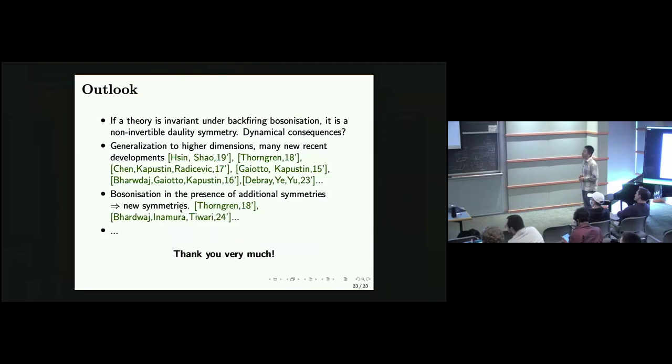Then you can also discuss what happens if you do the bosonization in the presence of other symmetries. Just as with gauging, you may know that if there is a mixed anomaly, then if you gauge a subgroup, there is a new symmetry in the resulting theory. And the same goes for bosonization. So this is also something interesting to explore. Yeah, so that's what I have. I'll stop here. Thank you very much.